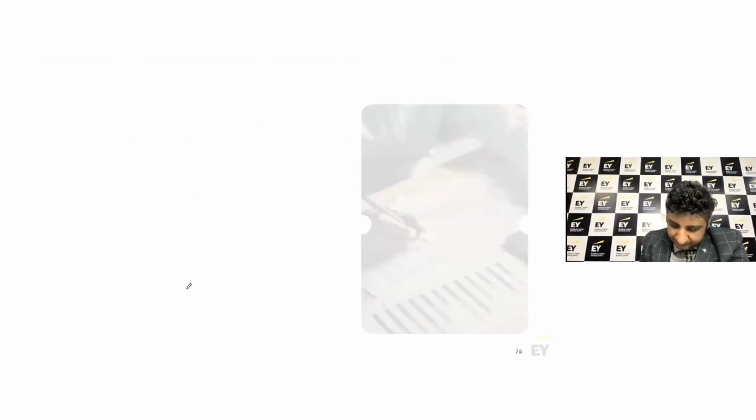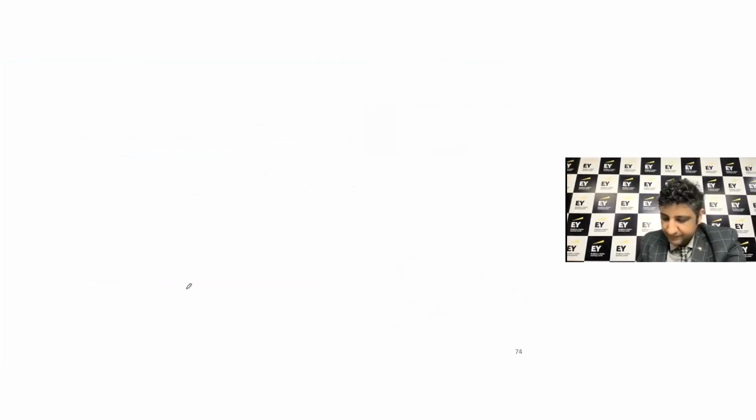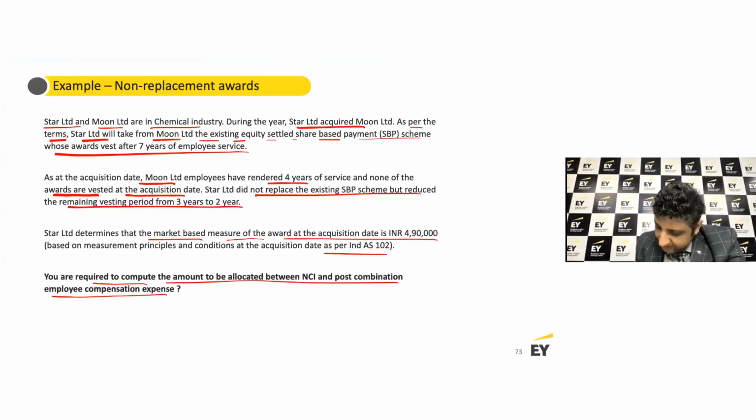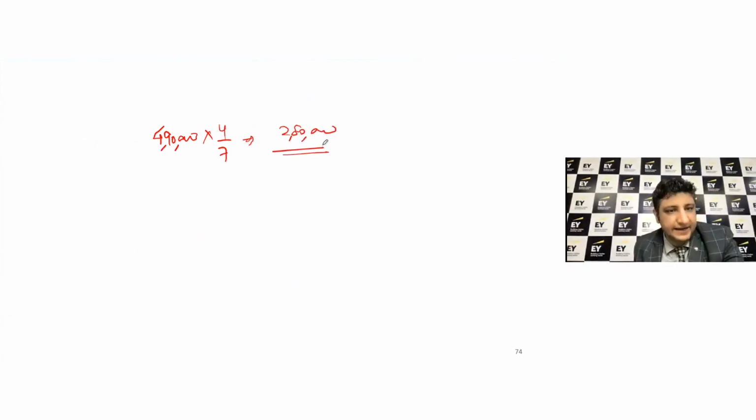for example, when you look at this value of the award, I'll take you back to the question, we are given 4,90,000, right? The actual term was 7 years and 4 years have gone by. So essentially, we are looking at the amount being measured at 2,80,000 rupees.